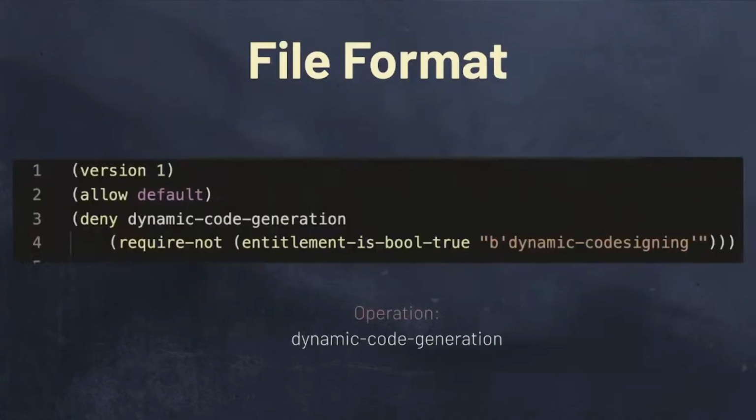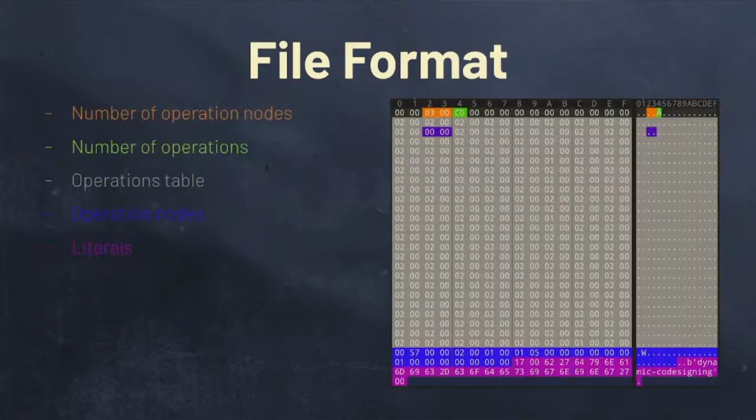Here is a small example profile. I compiled it to show what it looks like in binary form. It has only one rule: deny dynamic code generation if a process doesn't have the dynamic code signing entitlement. Here we can see the binary output. Now, bear with me because it's a lot of words, I know, but I will keep it short.